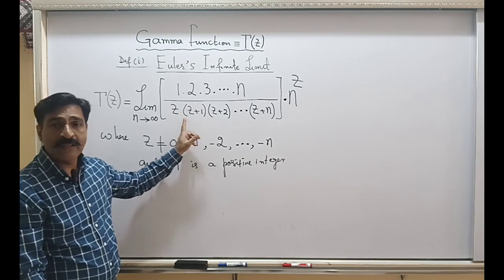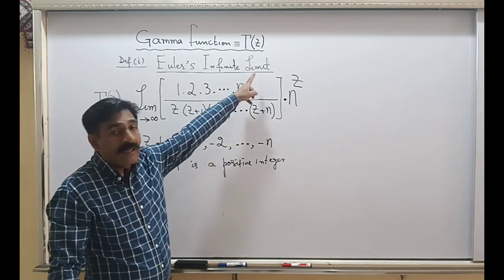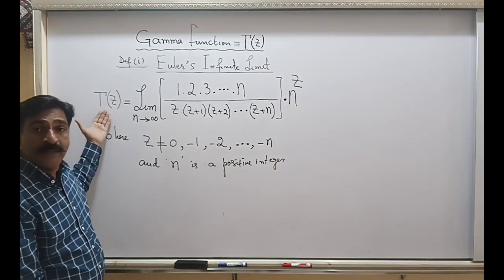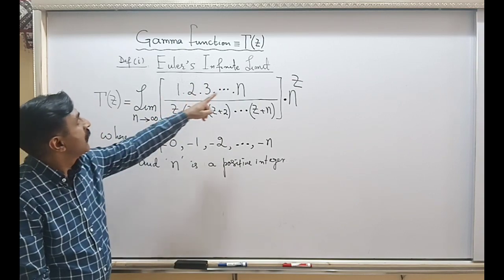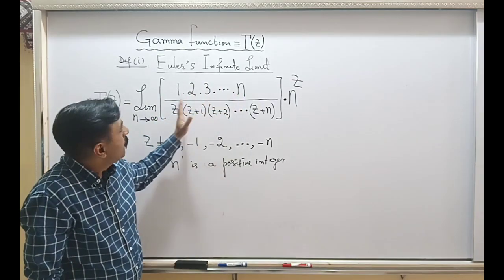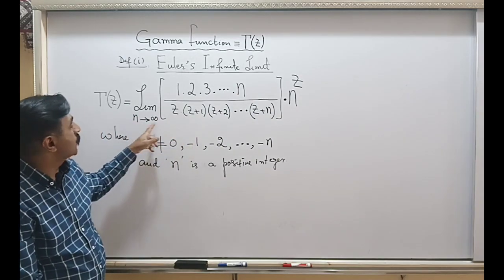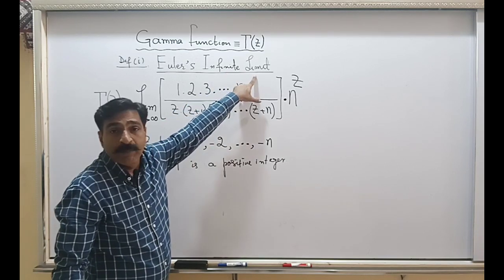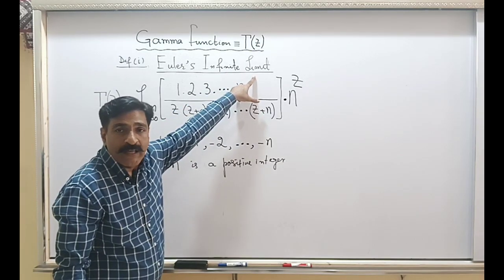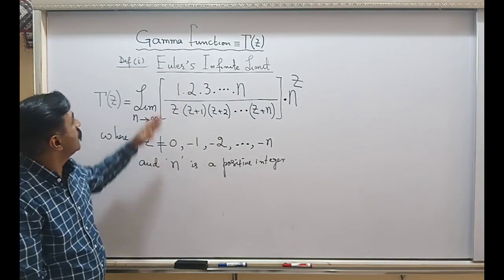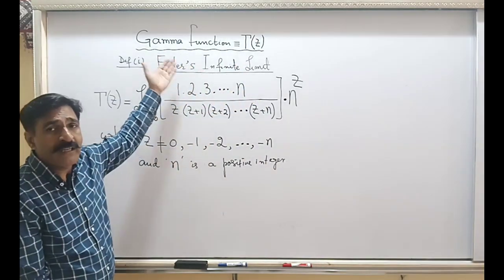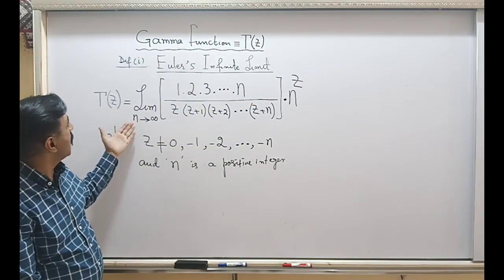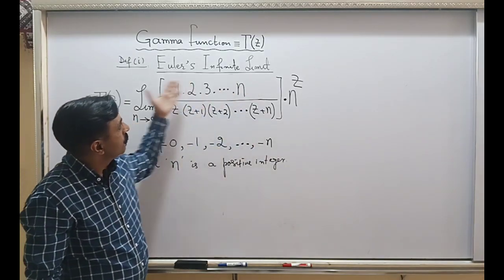And this definition is named Euler's infinite limit. Look, infinite limit doesn't mean that this value is infinite. Infinite limit means the positive integer part or piece in the definition approaches infinity. Because of this infinity, infinite limit is included in the name for the gamma function due to Euler. So you can also say Euler's infinite limit definition for the gamma function, and this definition is written in this form.